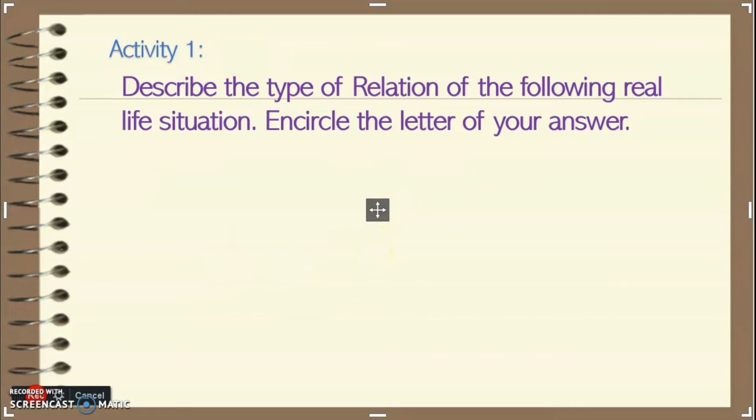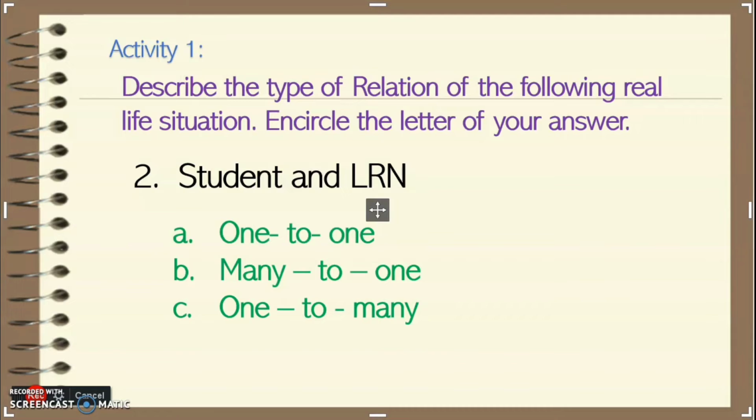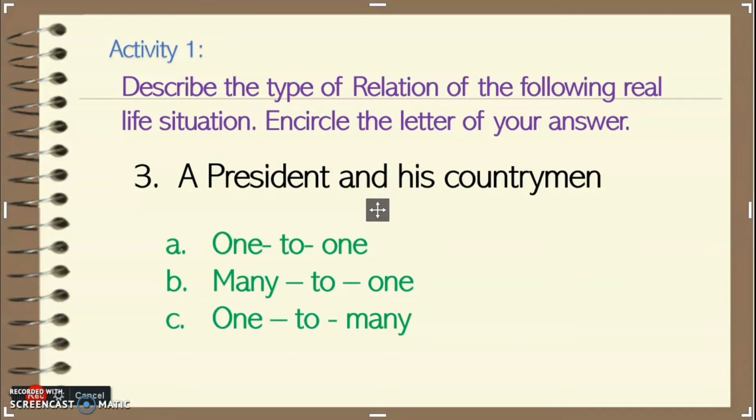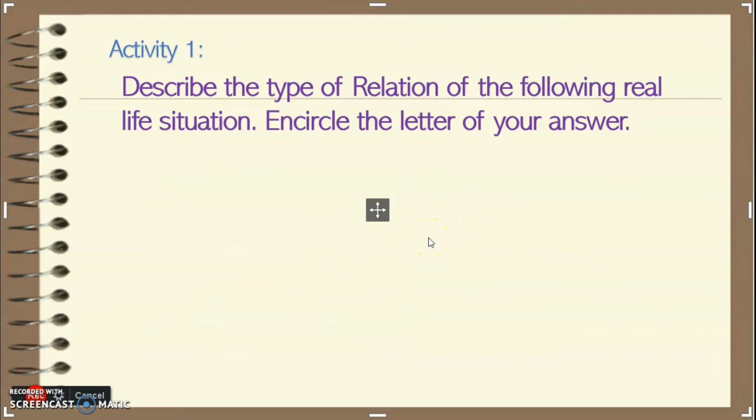Number 2, student and LRN. One-to-one, many-to-one, and letter C, one-to-many. And the answer is one-to-one. Kasi every student, meron siyang unique na LRN. Number 3, a president and his countrymen. One-to-one, B, many-to-one, letter C, one-to-many. And the answer is one-to-many. Only one president to his countrymen.